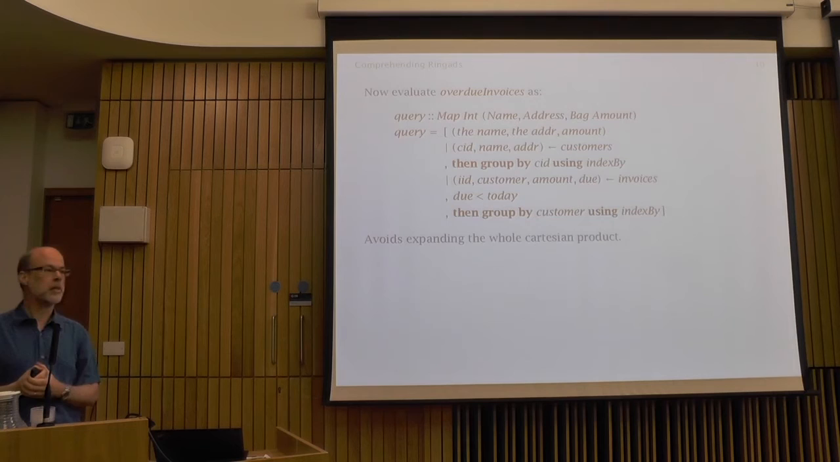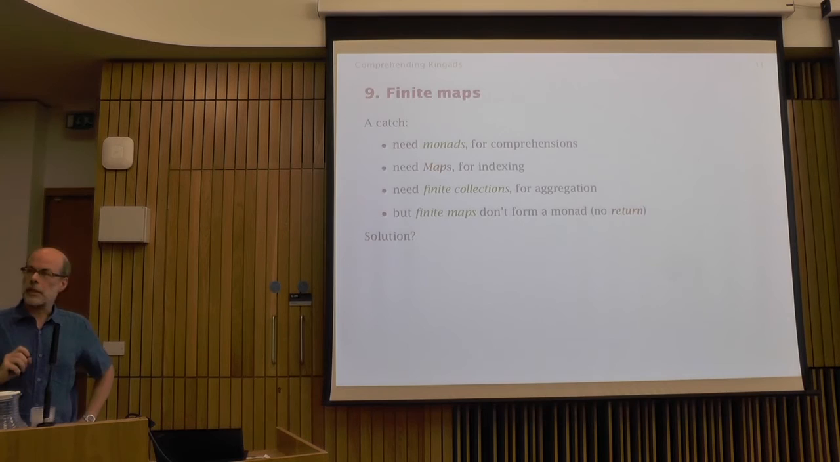So there is a snag, though. In order to write comprehensions, you need monads. In order to do this indexing, you need maps. And in order to do aggregation, which you want to do for these queries, you need finite collections with finite maps. And finite maps are not a monad, because the return for maps will be the thing that gives you, for any k, that value, and that will be an infinite map, not a finite map.